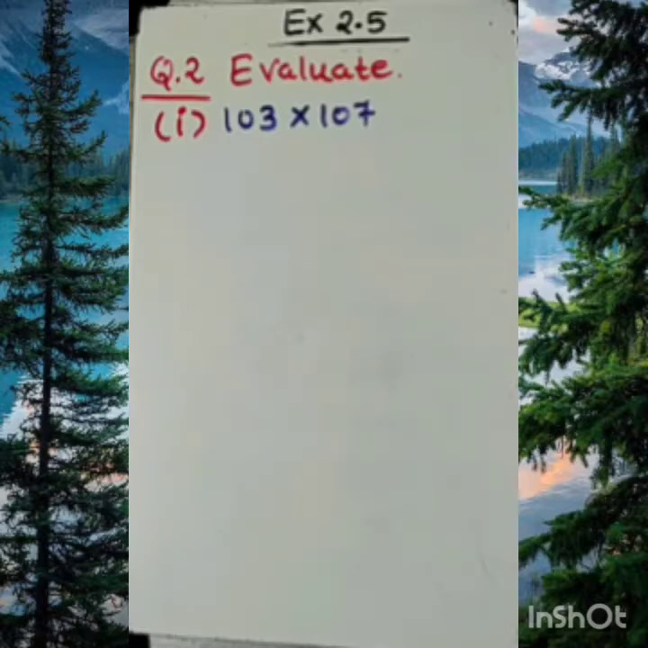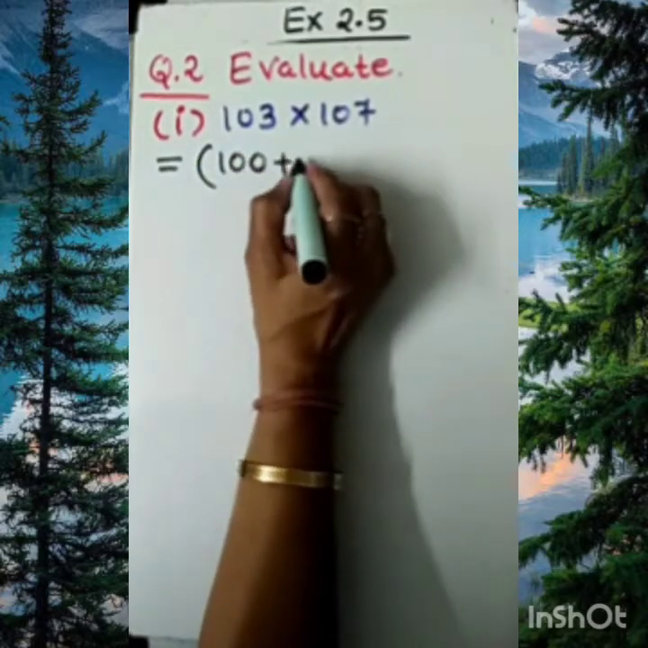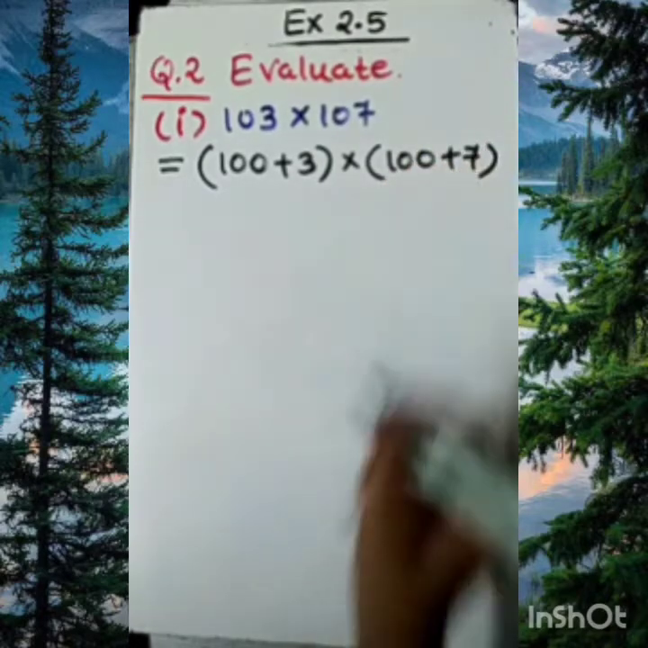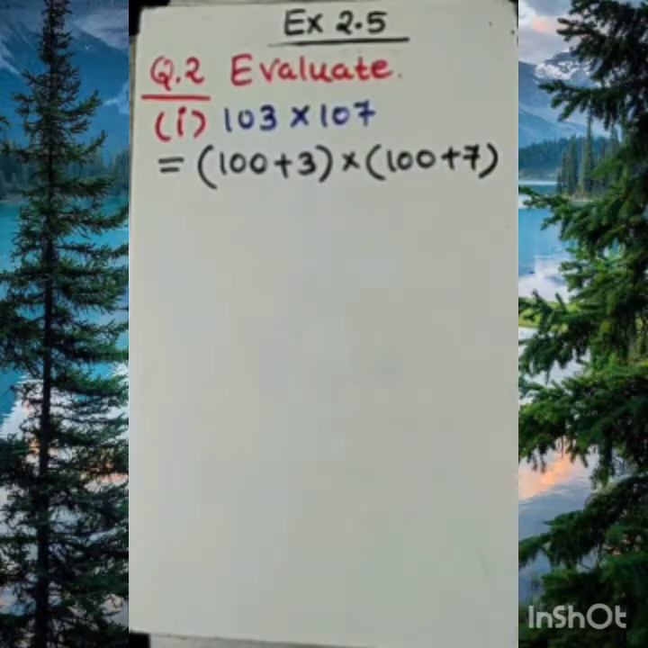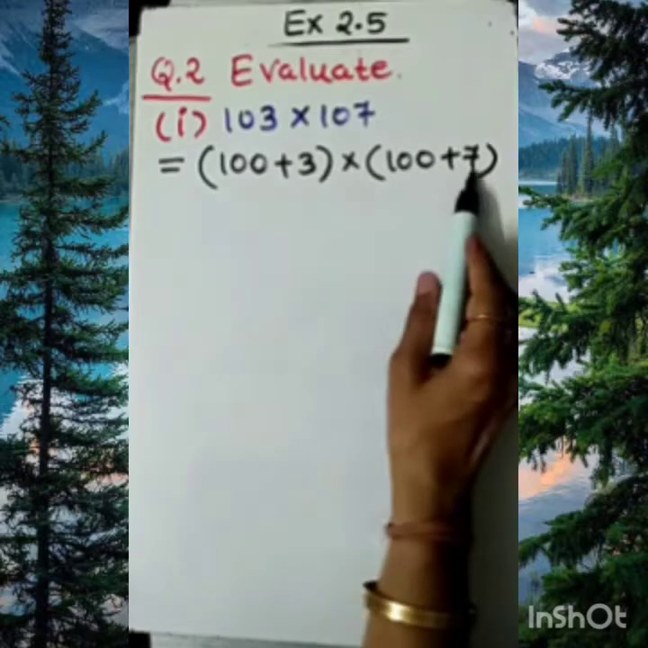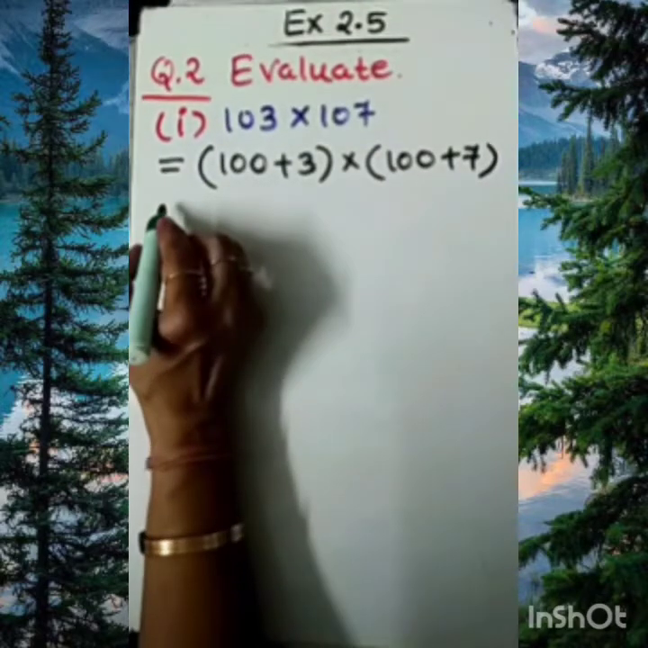The first question is 103 into 107. Now before we apply the identity, can I write 103 this way? Can I split it here? 100 plus 3 and of course 100 plus 7. 103 can be written as 100 plus 3 and this is 100 plus 7. Now, dear student, you know very well your first term is similar, but the second term in both the brackets is different. So recall the beautiful identity, that useful identity.